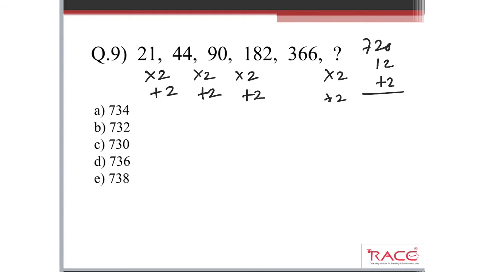So it will be 734. So 734 will be the answer. Okay, first 36, 720, then 6 square, 12 plus 2. So this is how we can easily find out this question. So A will be the answer here.